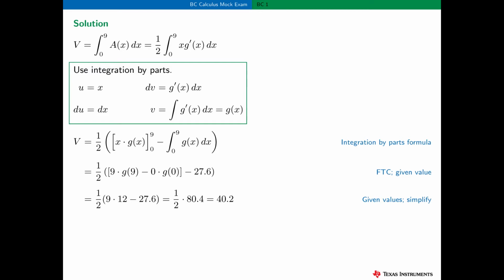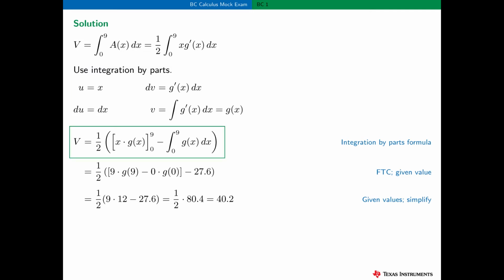I'll let u equal x. I can find the derivative of x pretty easily. And dv has to be the remaining part of the original integral, g prime of x dx. And although I can't get an algebraic expression for the integral of g prime of x, an antiderivative is g of x. And I know a little bit about g as given in the problem. So I feel like these are good choices for u and dv.